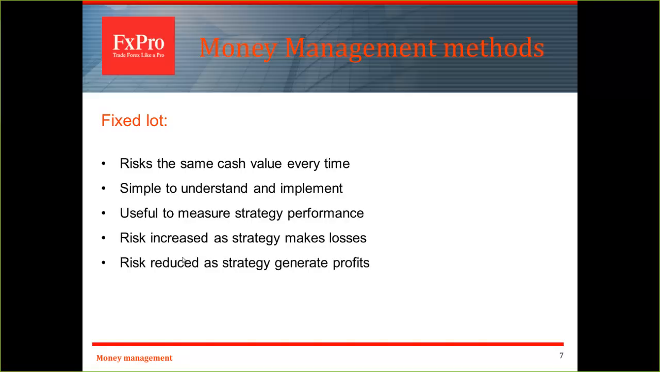So if your strategy is successful and makes more and more money, and you went from a 10,000 account to 15,000, well, you're still trading the same fixed lot. So the risk as a percentage of your account has actually reduced. It's a bit counterintuitive. If you make money, you actually risk less, and if you lose money, you risk more. So essentially, you're betting a higher percentage of your account on a strategy that is actually losing.